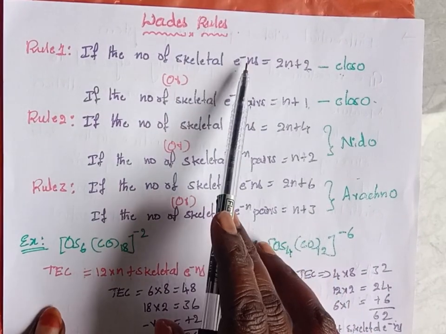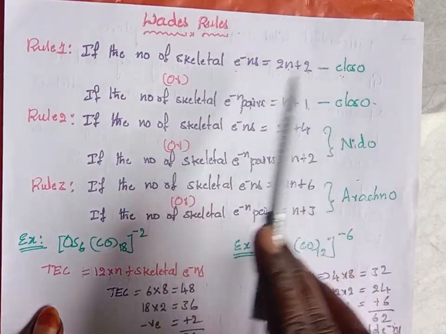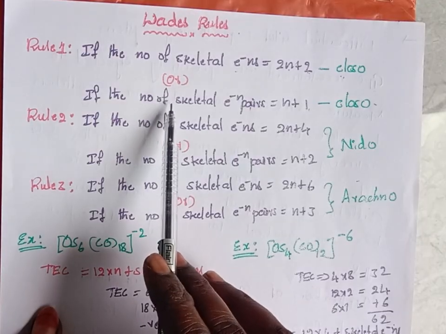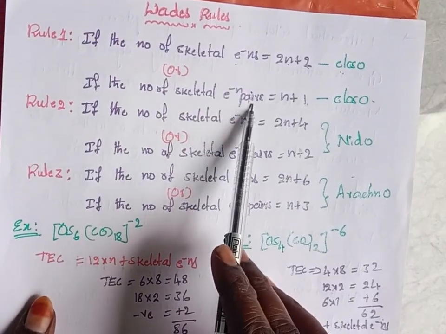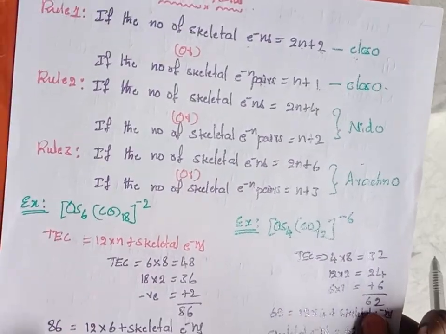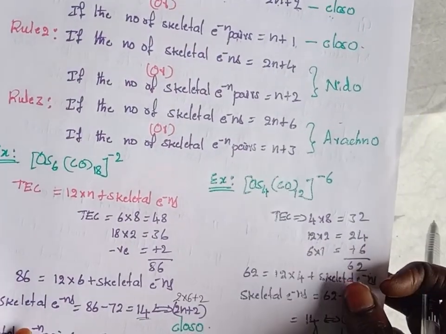The first one is according to skeletal electrons: if it is 2n plus 2, closo. The second perception is if the number of skeletal electron pairs equals n plus 1, the structure will be considered closo, where n is the number of metal centers.